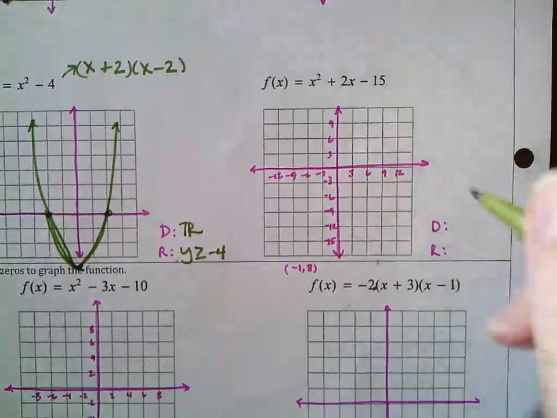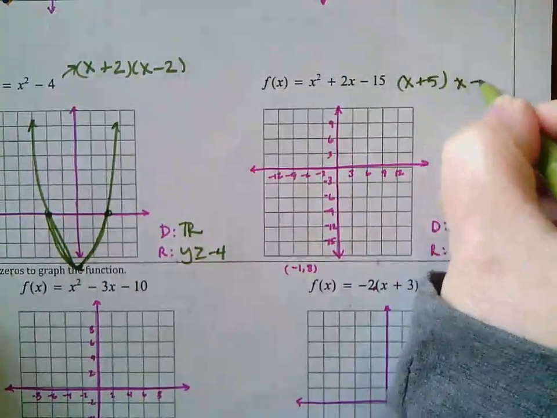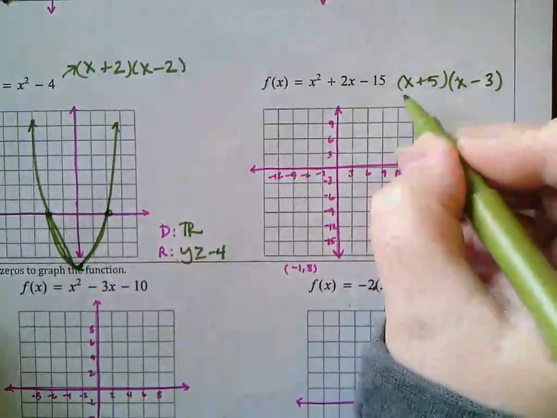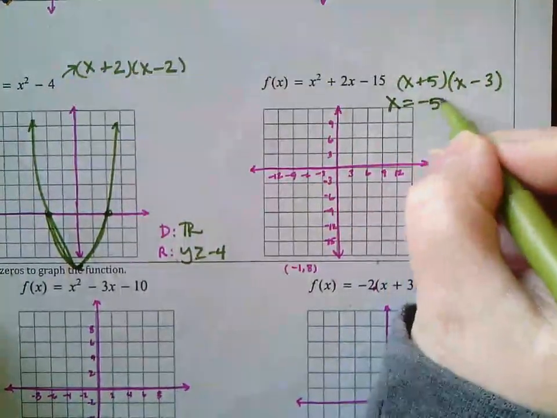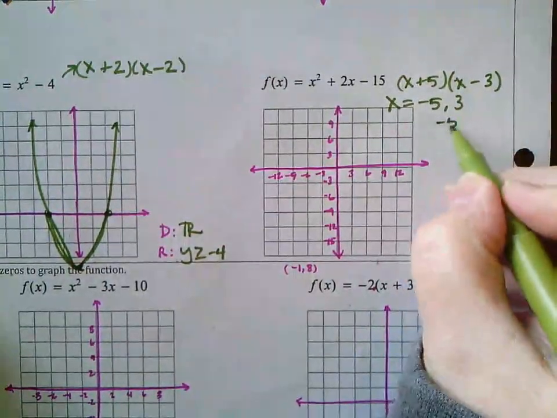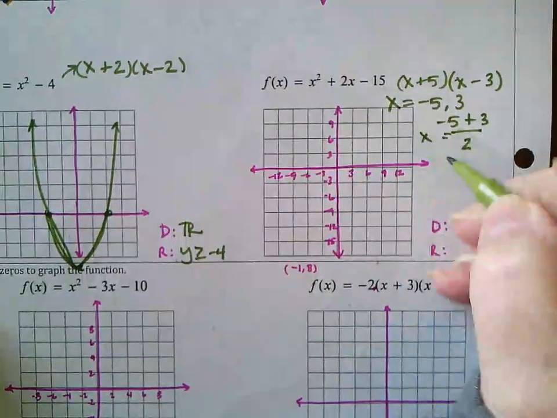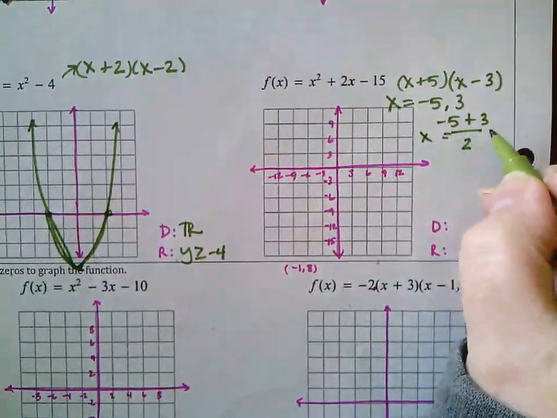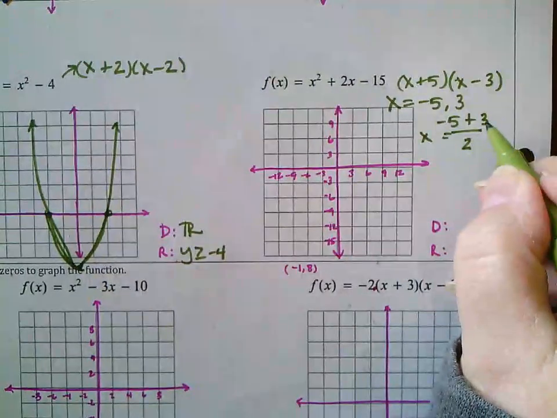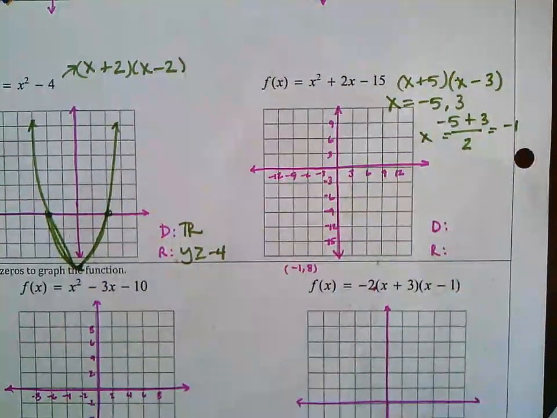So if you factor this, you get x plus 5, x minus 3. So that means my zeros are at -5 and +3. And -5 plus 3 divided by 2 is going to be -1. Sorry, brain fart.